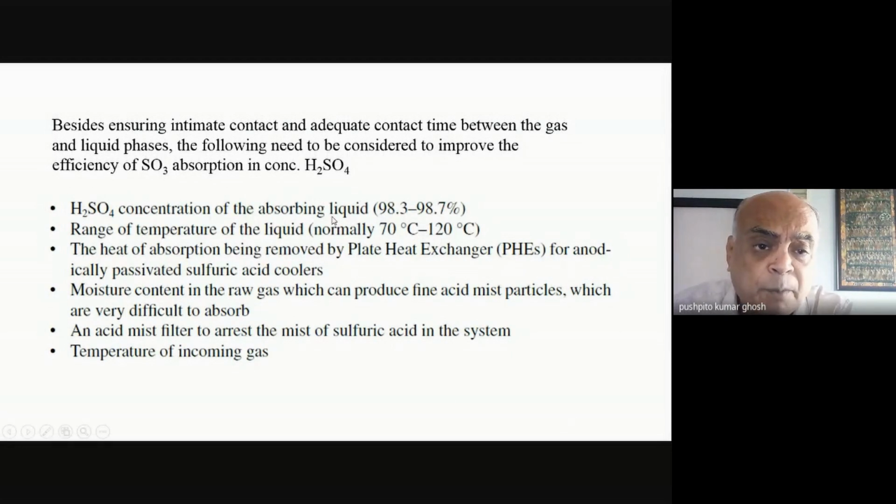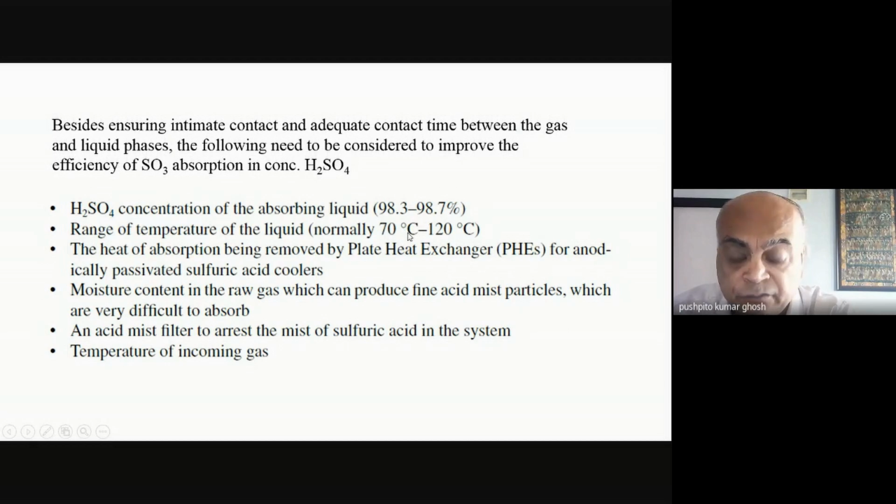For example, if you don't have proper control over the inlet H2SO4 stream into which the SO3 is getting absorbed, and we know that the exothermicity can be very different if you put it in water versus putting it in sulfuric acid, you have to be careful that you are controlling it over a very well-determined temperature range. So that's important. So one is the concentration, and the second is the temperature of that absorbing liquid. The temperature is kept at around 70 to 120 degrees centigrade. You don't want things which are very cold or very hot, so they need to be maintained at a certain temperature.